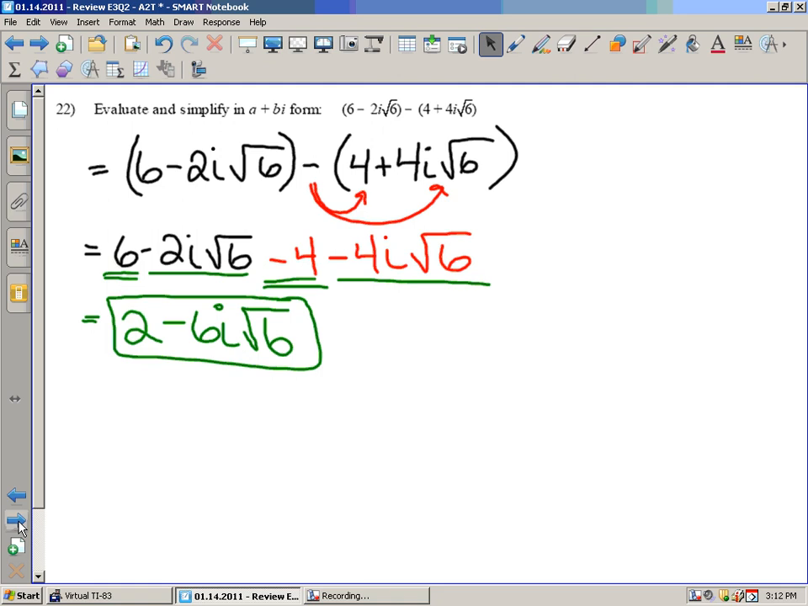All right, let's do evaluate and simplify. Also, this is something your calculator cannot do because the answer is an irrational number. And I chose this on purpose because in order to do the problem, you actually have to show that you know how to do it out by hand. Distribute the negative inside, release the parentheses. So then you got minus 4, minus 4i rad 6, and then all you have to do is combine like terms. These two go together, these two go together, for the final answer of 2 minus 6i radical 6.